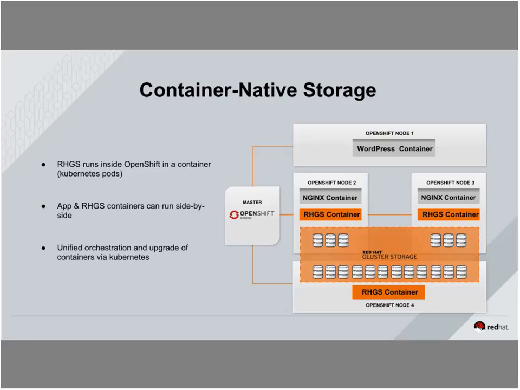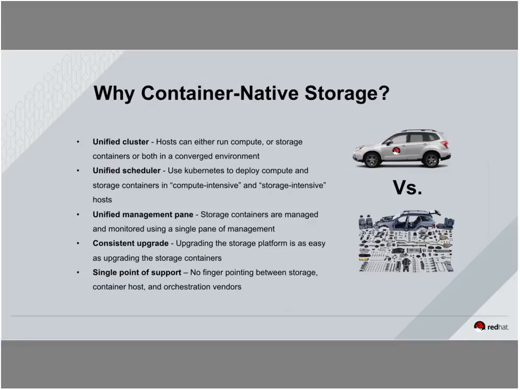The big advantage is that you run inside OpenShift in a container in Kubernetes pods, and you run along with application containers. You don't need a separate cluster. Let me go through those advantages in more detail. You've got a unified cluster in which you can run, on some hosts, compute containers like your regular containers, WordPress, Nginx, MySQL, and on some of the hosts you can run storage containers. If you so want, you can run a mix of those on certain hosts. So you have complete flexibility in determining whether you want to run compute containers together with storage containers, or separately, or mixed up. It's totally up to you.